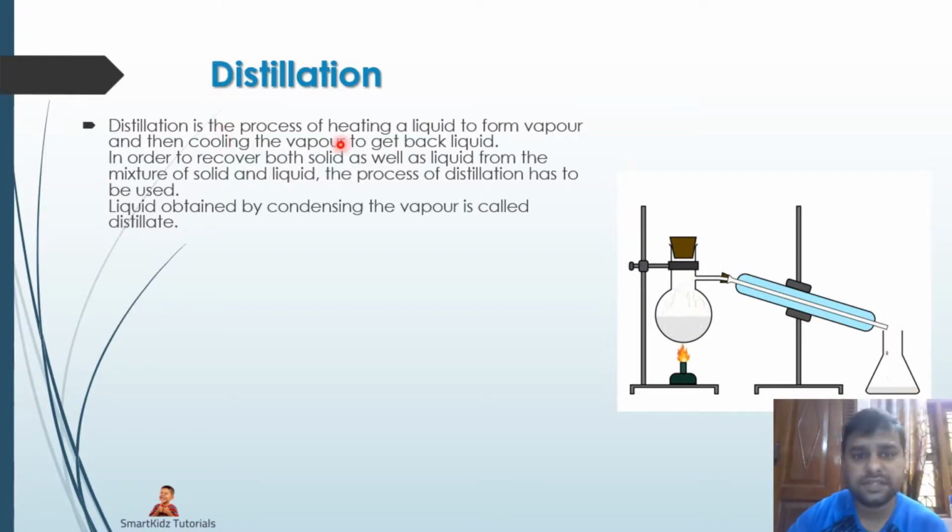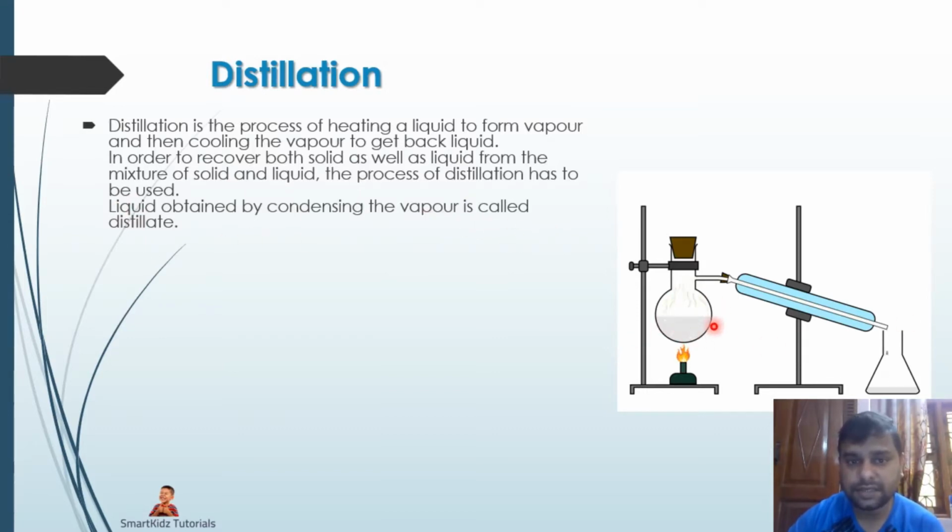Okay. So distillation is the process of heating a liquid to form vapor and then cooling the vapor to get back the liquid. In order to recover both solid as well as liquid from the mixture of solid and liquid, the process of distillation has to be used. The liquid obtained by condensing the vapor is called the distillate. So this is the process.